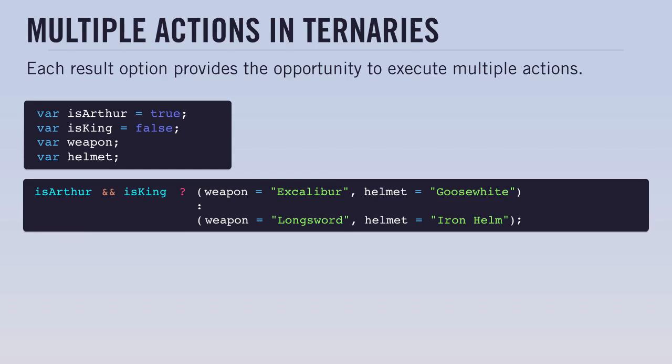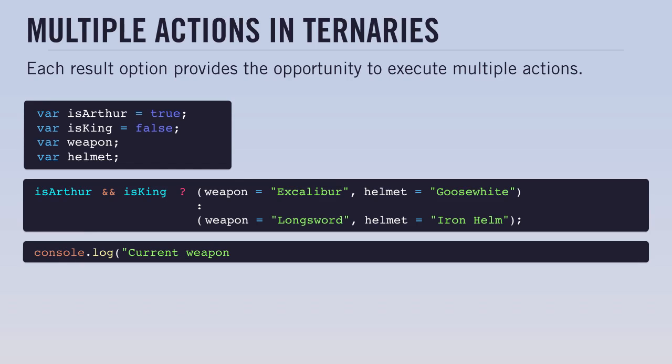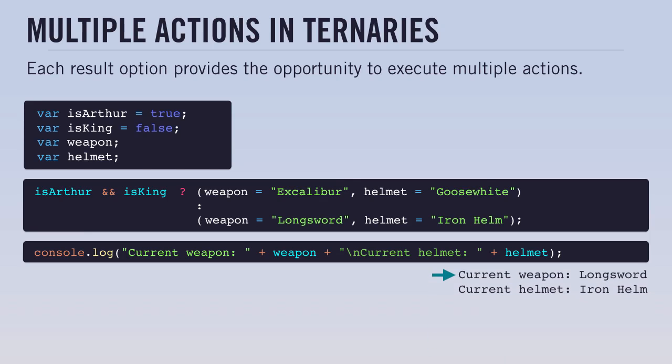So if we were to check out "is Arthur" and "is king," you can see one is true, one is false. So if we were to log out the weapon and the helmet situation, we would see that we would get the current weapon is a longsword and the current helmet is the iron helm. That's because both of our executable statements in the false part of our conditional executed.